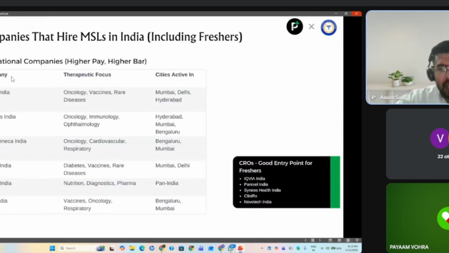Okay, companies that hire MSLs in India: Pfizer, Novartis, AstraZeneca, in various cities. This is just an example. There are lots of companies: AstraZeneca, Sanofi, Abbott, GSK, Lupin, Novo Nordisk, Johnson and Johnson, Gilead Sciences, Merck Healthcare, Eli Lilly. These are the biggest players.